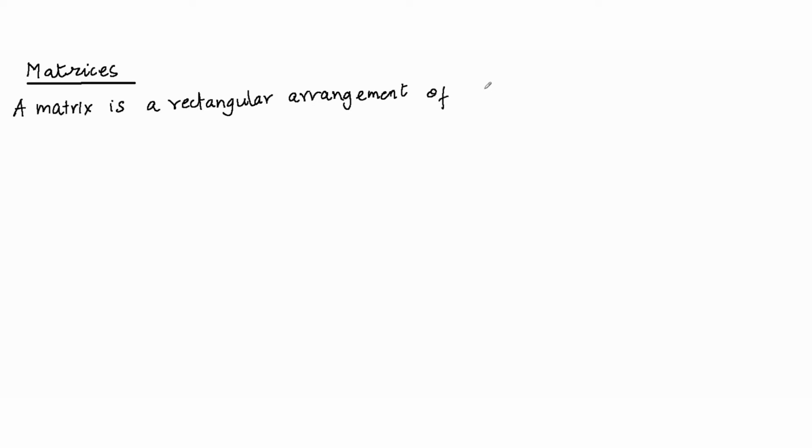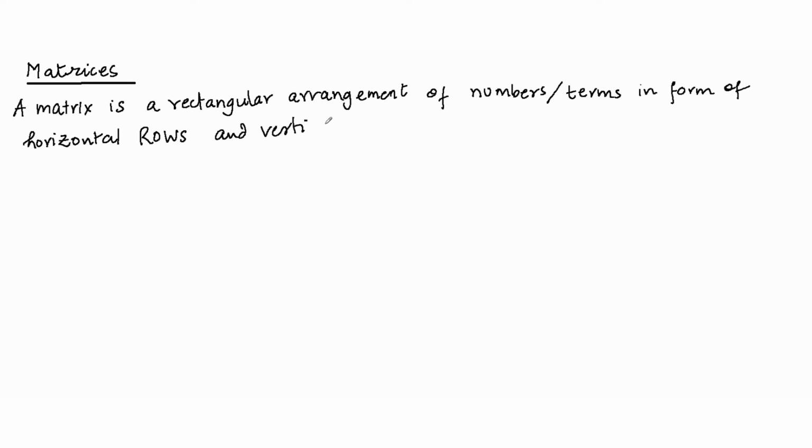A matrix is a rectangular arrangement of numbers or terms in form of horizontal rows and vertical columns. Okay, so now let's really understand what this means. Let us underline some important statements in this definition.